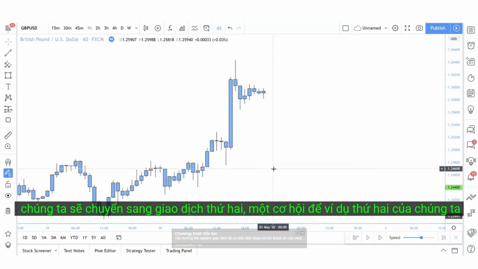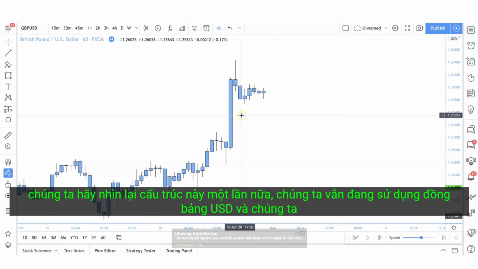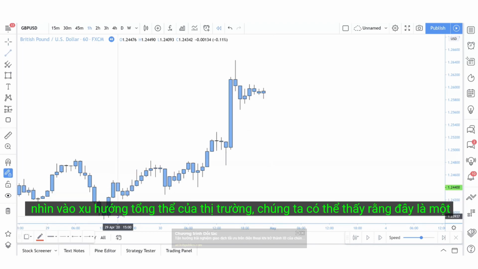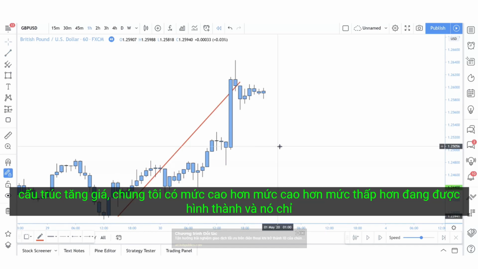So for our second example, let's take a look at this structure. Again, we're still on pound USD and we're looking at the overall bias of the market. We can see that this is a very bullish structure. We have higher highs, higher lows being formed, and it just clearly is up.